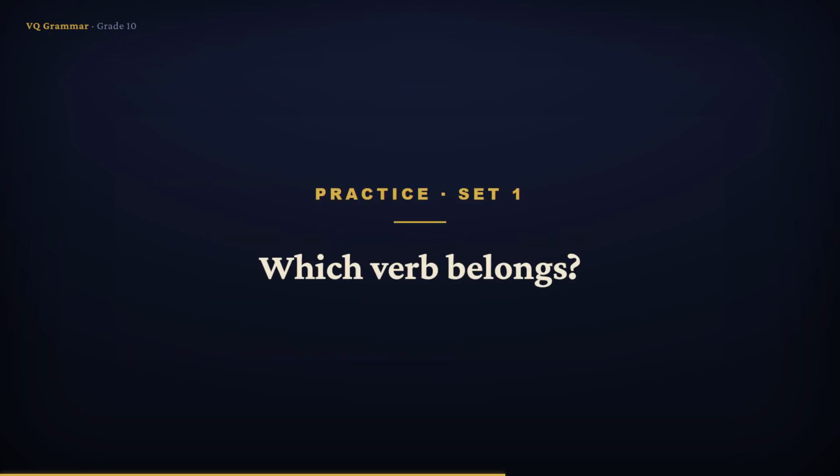Time to practice. In this first set, I will give you a sentence with the verb missing. Find the subject first. Remember, it comes before the linking verb. And let the subject choose. Pause the video and decide before I reveal each answer.